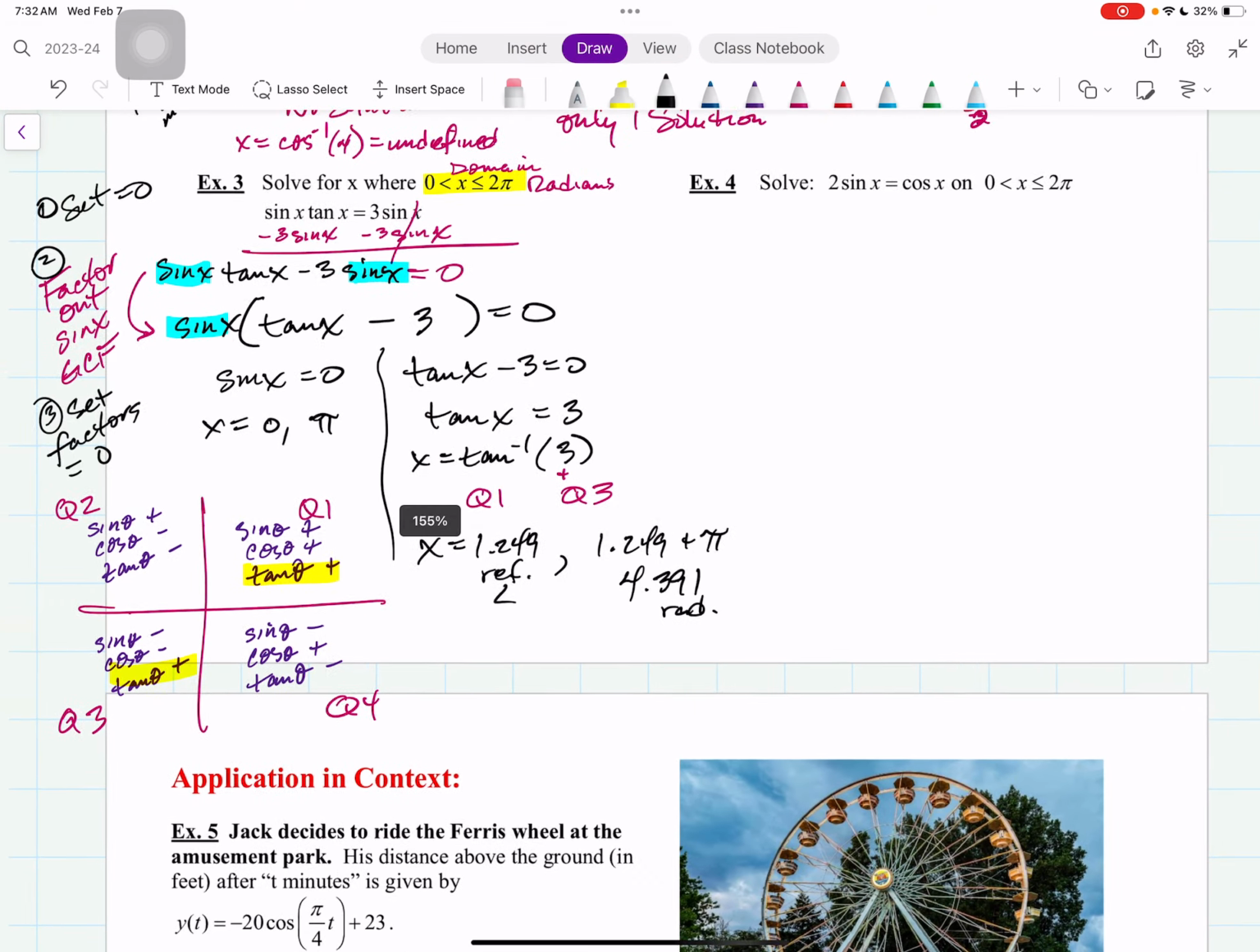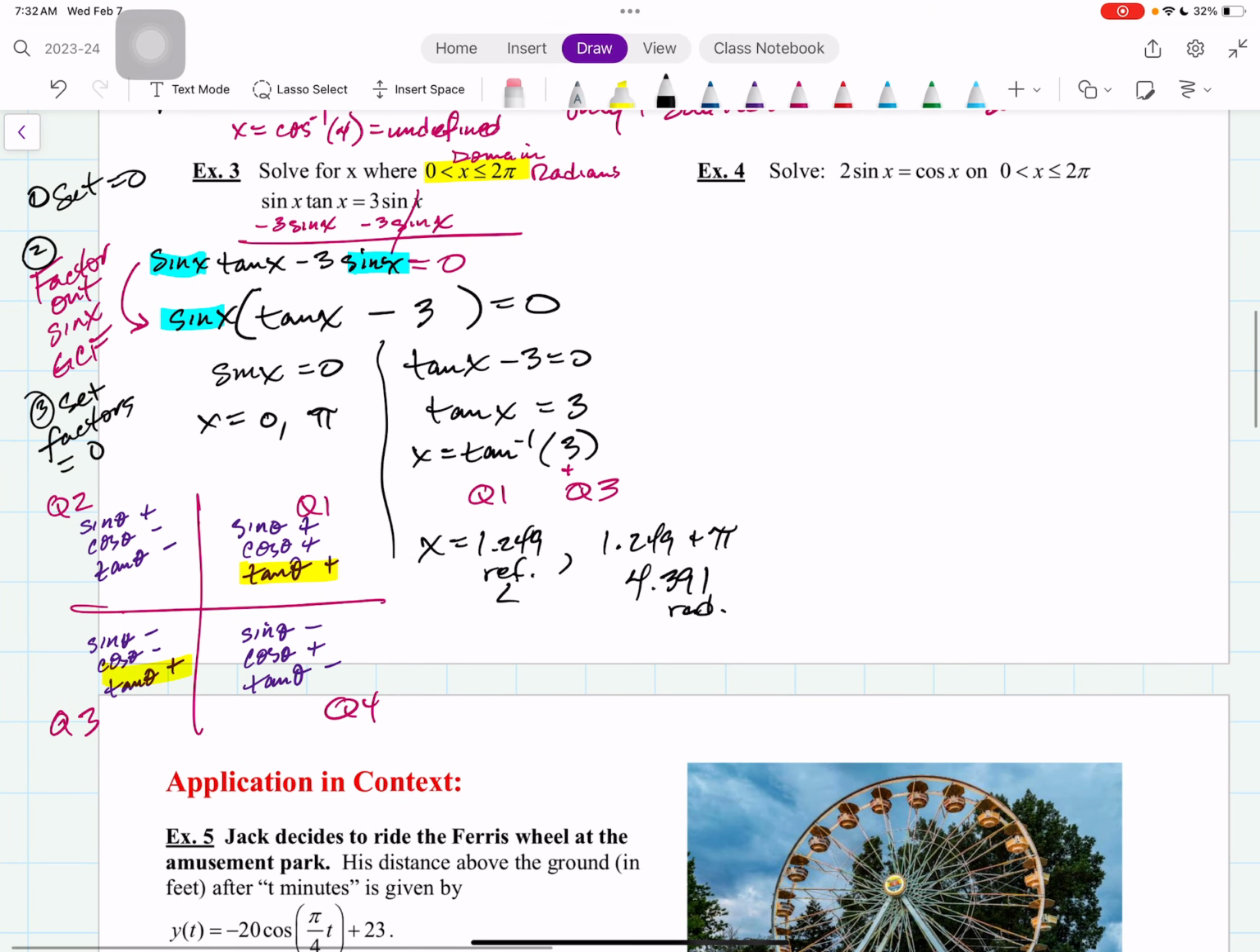Example 3, one more, and then we'll get into some applications in my next part of the video. Now, this equation 4 is similar to equation 3 right here. Notice that we have 2 sine x equals cosine x right here. The domain is from 0 to 2 pi. You got to get the equation set equal to 0 and get creative here. So I'm going to subtract cosine x.